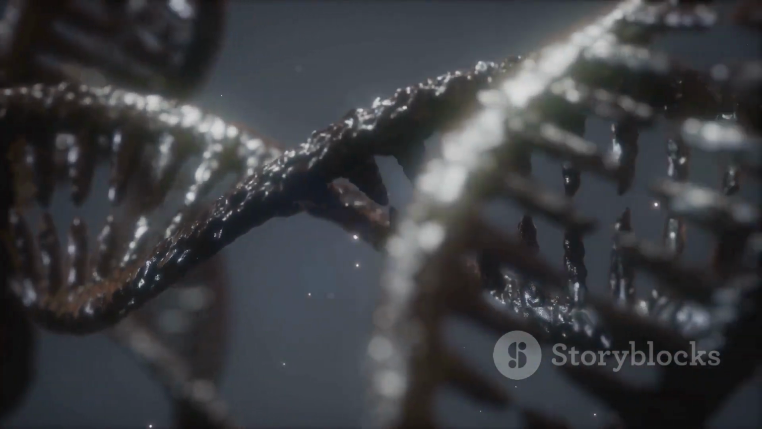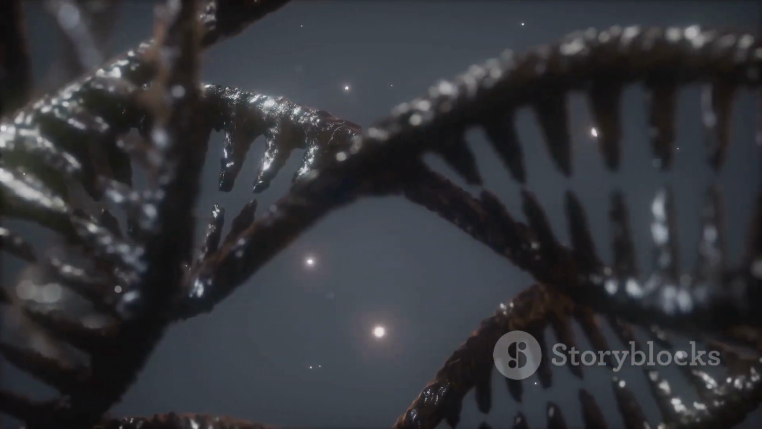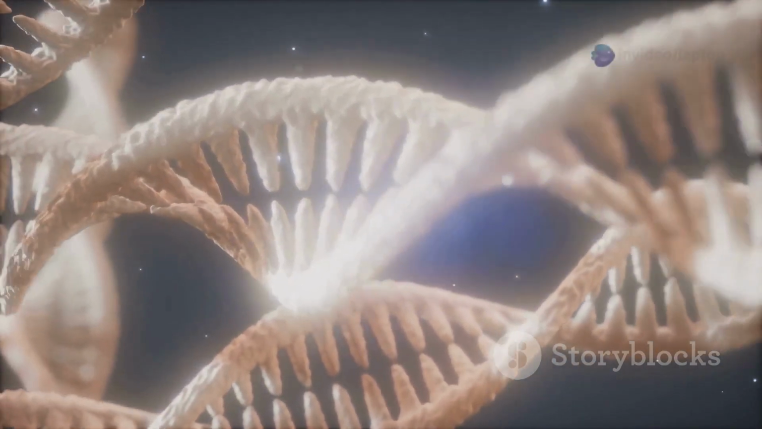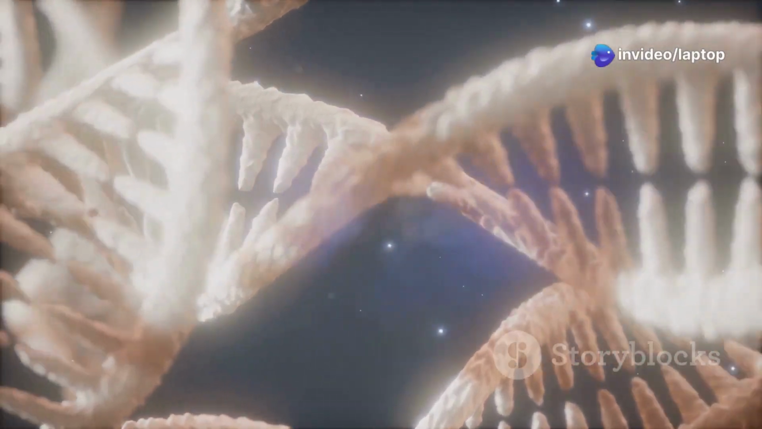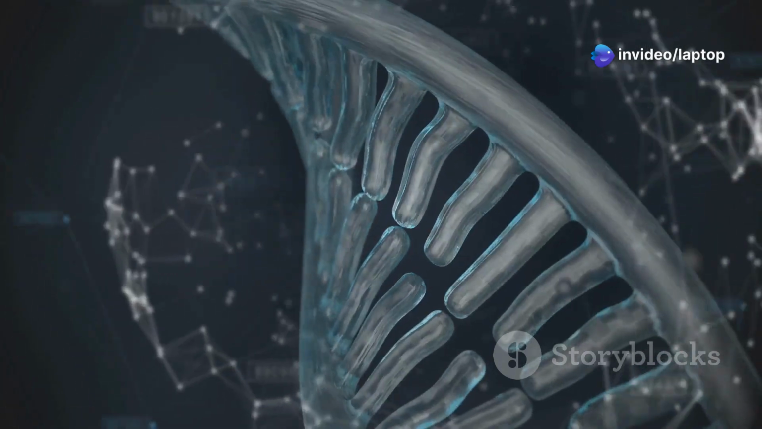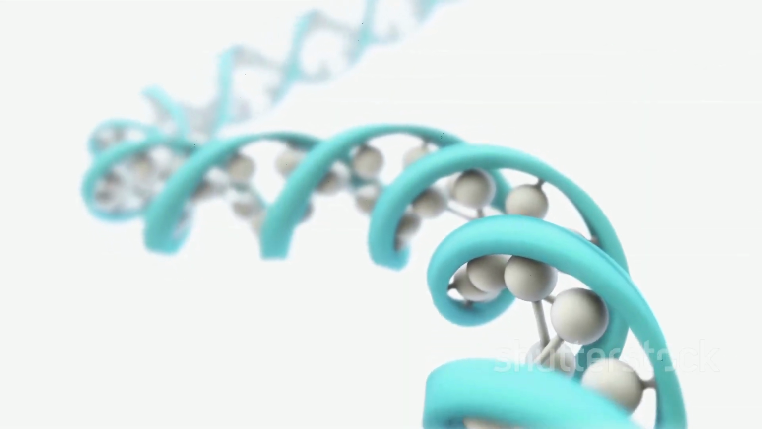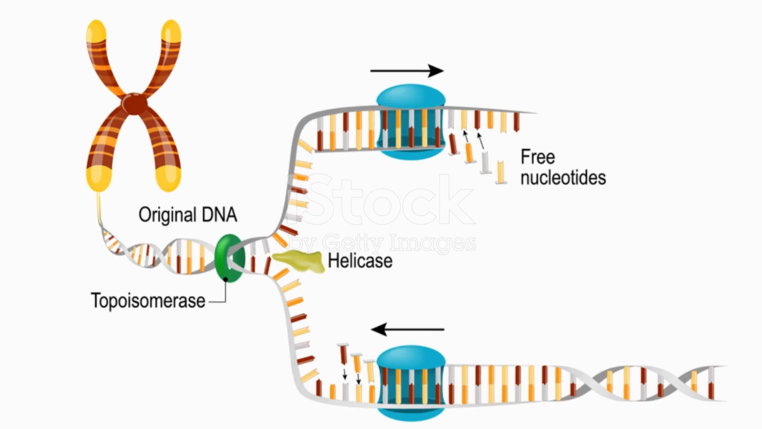DNA polymerase I action. After the Okazaki fragments are synthesized, DNA polymerase I removes the RNA primers using its 5' to 3' exonuclease activity and replaces them with DNA nucleotides. It also has a 3' to 5' exonuclease activity for proofreading.